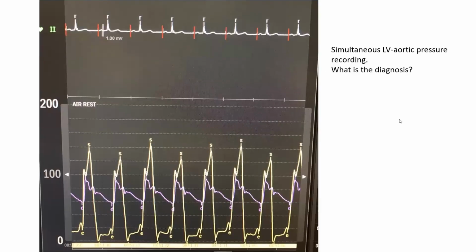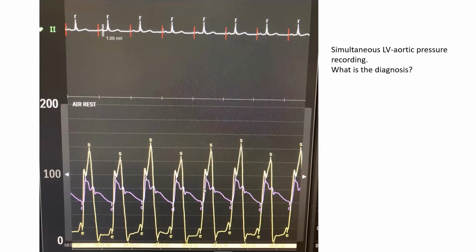So I'll show another case. This is simultaneous LV aortic pressure recording. What is the diagnosis? So this is LV in yellow and aorta in pink. What's the diagnosis? HOCM or AS? So you need to know the morphological features that suggest HOCM in this case. The LV features and the aortic features.